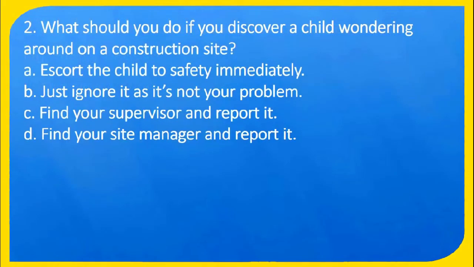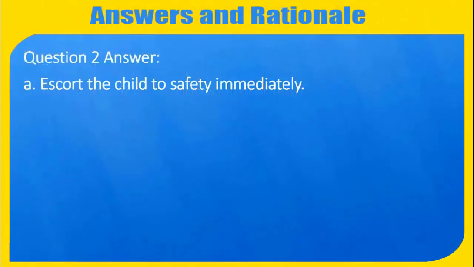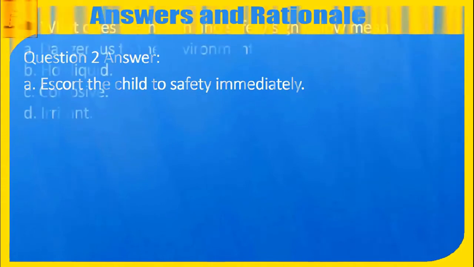Question 2. What should you do if you discover a child wandering around on a construction site? A. Escort the child to safety immediately. B. Just ignore it as it's not your problem. C. Find your supervisor and report it. D. Find your site manager and report it. Question 2 Answer A. Escort the child to safety immediately.